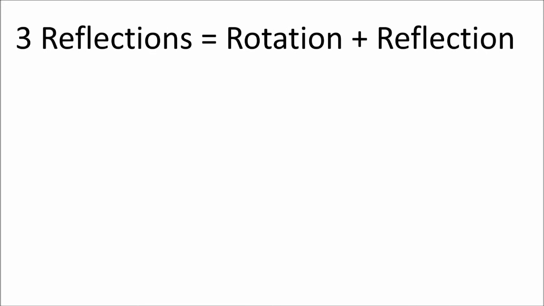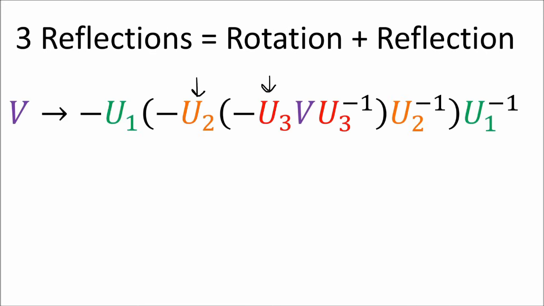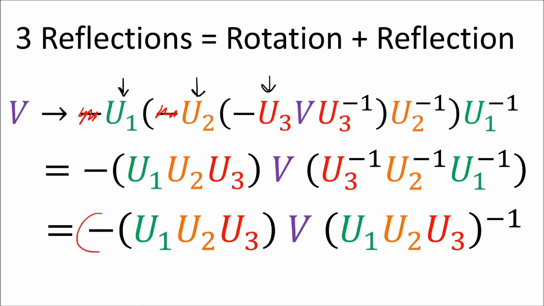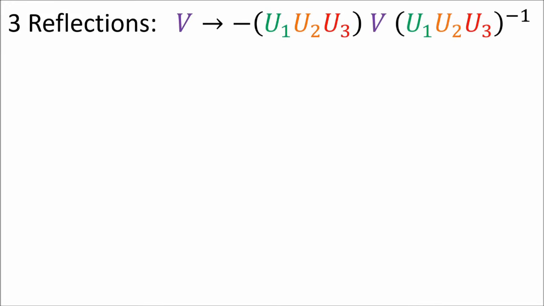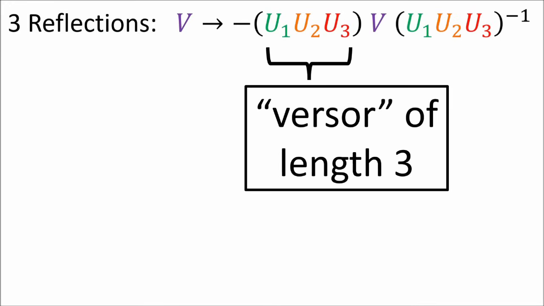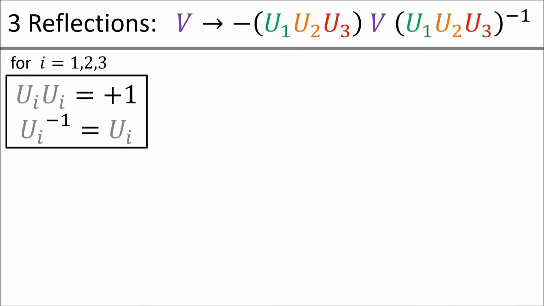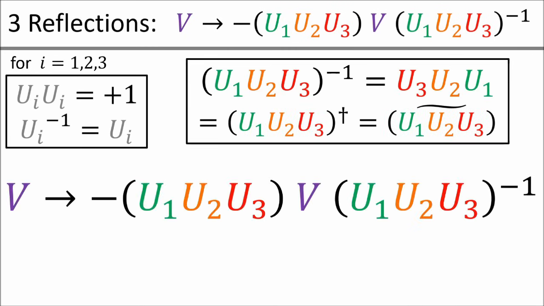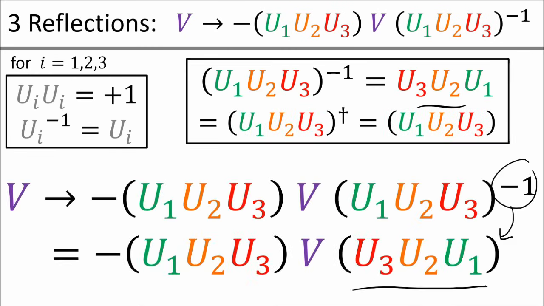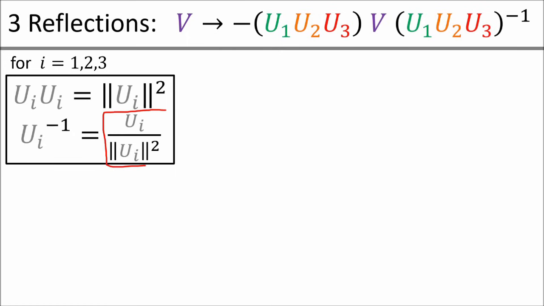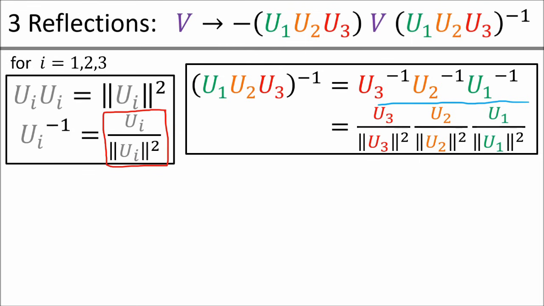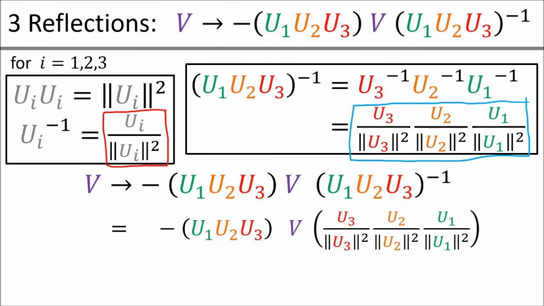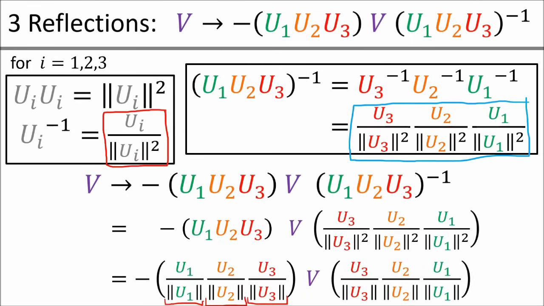If we do 3 reflections with U3, U2, U1, this equals a rotation plus a reflection. Only 2 of the negative signs cancel, and so we end up with a negative out in front. Here we have a versor of length 3. Again, if all of these are unit vectors, we can write the inverse as just the reverse. But for non-unit vectors, the inverse requires division by the squared magnitudes, so that the vectors become normalized.